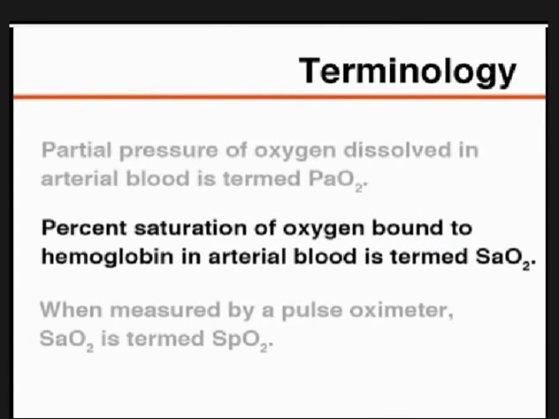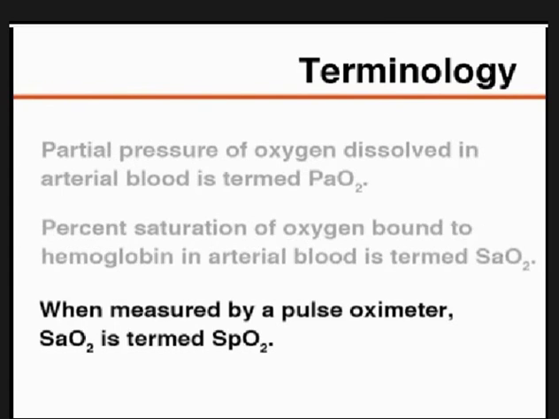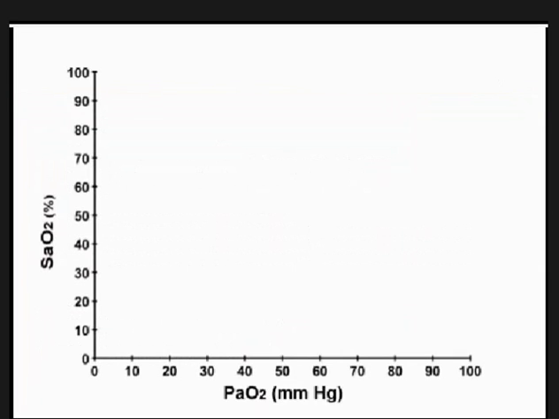The percent saturation of oxygen bound to hemoglobin in arterial blood is termed SaO2. When measured by a pulse oximeter, SaO2 is termed SpO2. The hemoglobin-oxygen dissociation curve shows the relation between PaO2 and SaO2. The affinity of hemoglobin for oxygen varies at different partial pressures of oxygen, and although the relation is not linear, increases in PaO2 lead to higher SaO2.